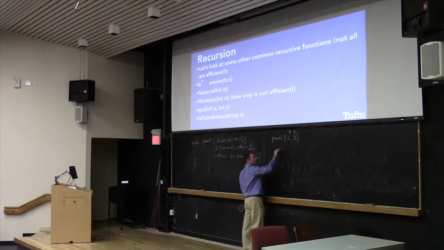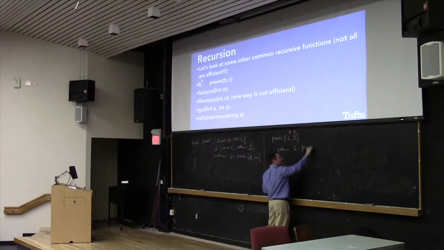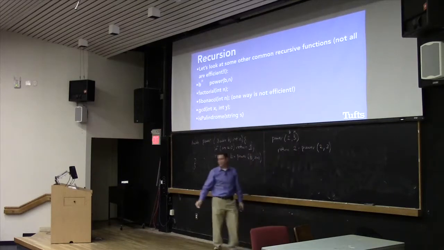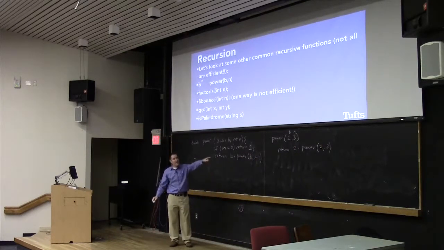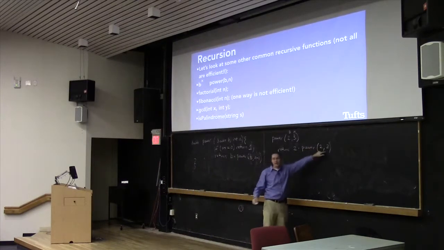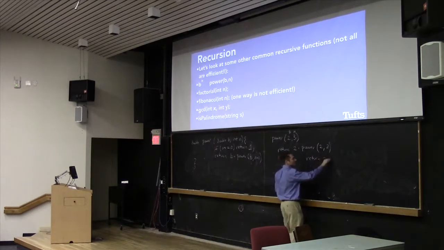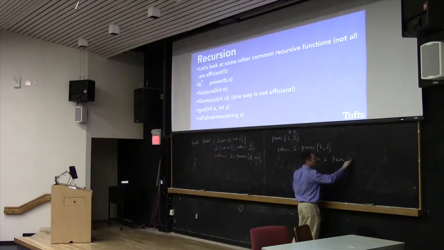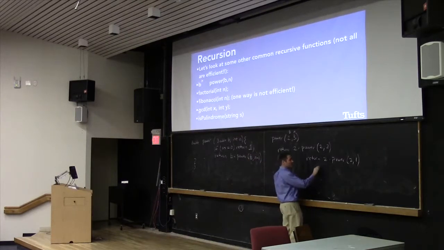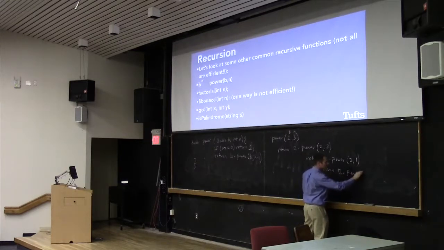In other words, we're going to return 2 times power of 2, 2. Now we're going to recall this function. Let's look at this one. Is n equal 0? It's not. So we return 2 times power 2, 1. Is 1 equal to 0? It's not. So return 2 times power 2, 0.